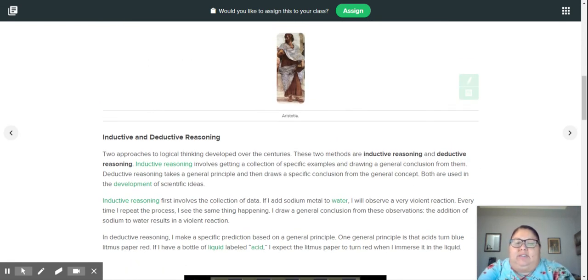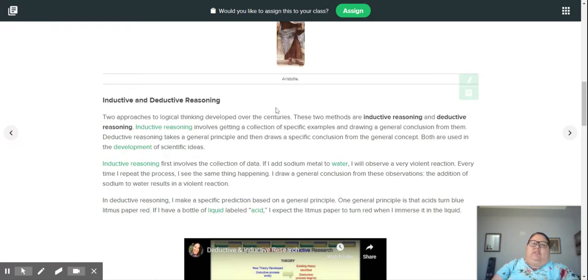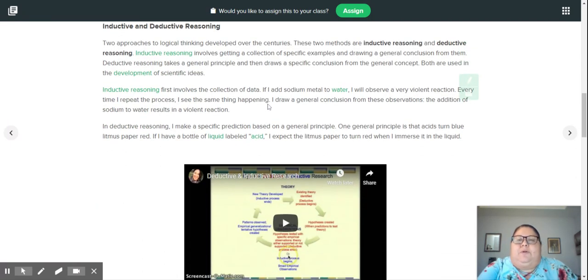Inductive and deductive reasoning. So more than likely, these are going to be definitions that you need. But let's read first, and then I'll decide what you need to write down in your notebook.